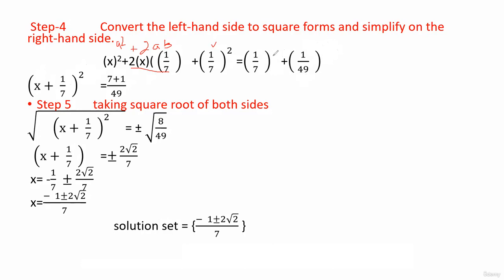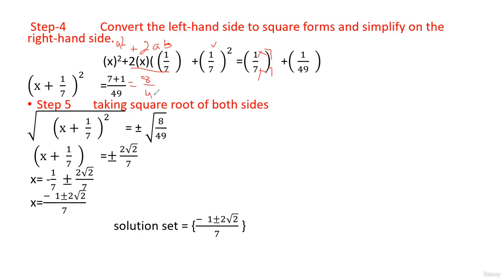And now you have to take the LCM because this is a 1 upon 7. So multiply it by 7, and at the top you have to multiply 7. So 7 plus 1 upon 49 adding, you have 8 upon 49. 8 upon 49 is your answer.